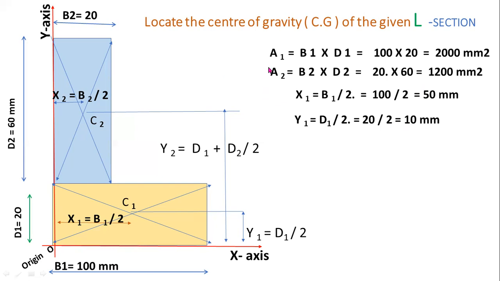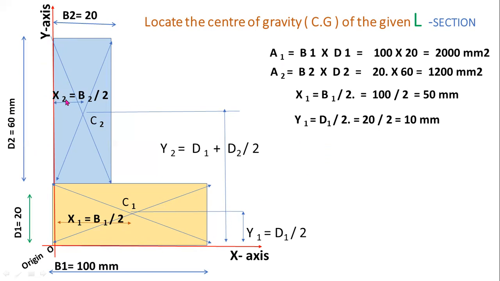Okay, here A1 and A2 are the individual areas. A1 is the area of the bottom rectangle, base b1 and depth d1. b1 into d1 equal to 100 into 20 equal to 2000 mm square. And A2 is the area of the vertical rectangle. Here base 2 equal to 20 mm and depth 2 equal to 60 mm. From here to here, the depth d2 equal to 60 mm. Okay, now x1 equal to 50 mm, y1 equal to 10 mm.